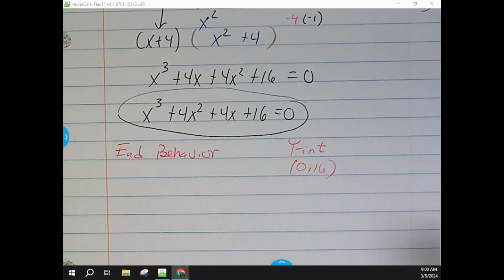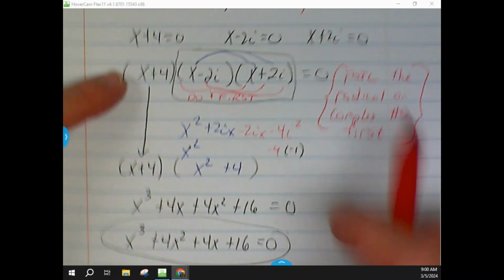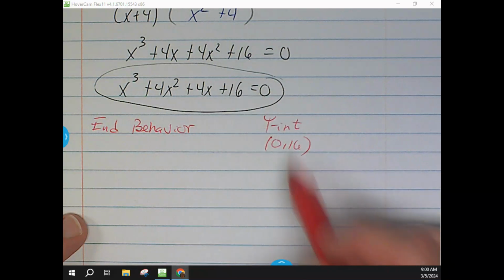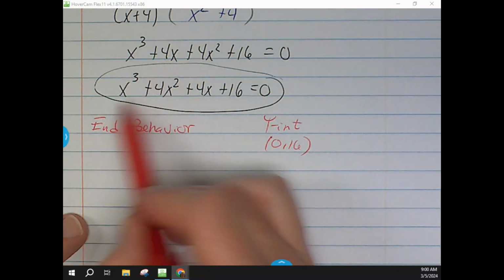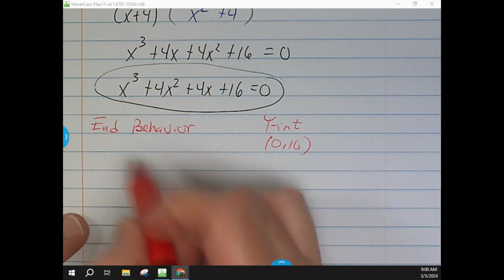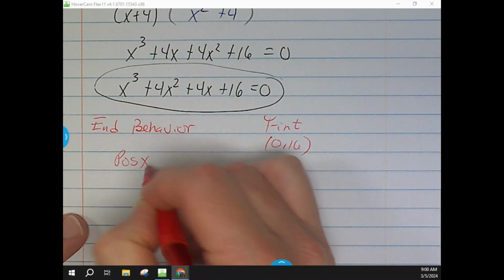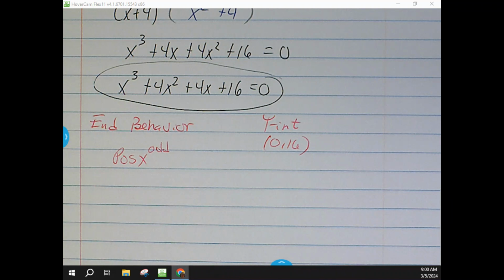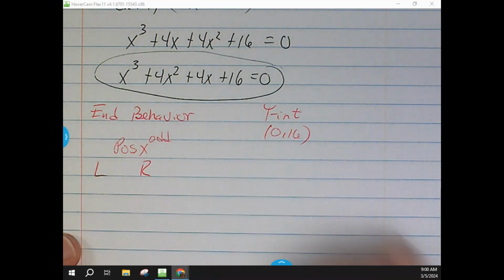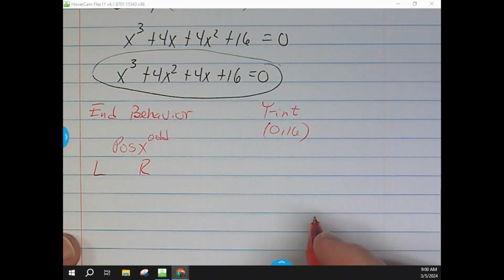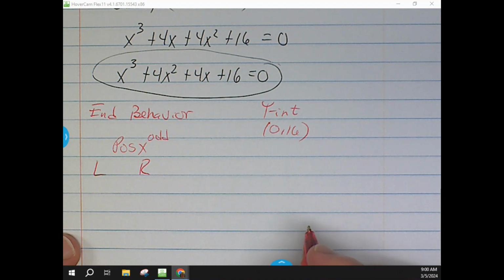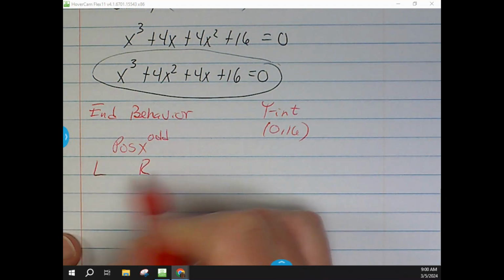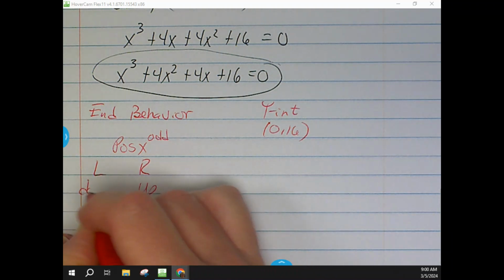So the last number, as long as it's written out where it's not factored, is the y-intercept. If it's in factored form like this, you have to write it all out, multiply it all together to get it to here. That would be our y-intercept. End behavior is based on the first number, correct? So this is a positive x to an odd power. Does anybody remember what your left and right end behavior is going to be if you do that one? It's going to be up and down. So if it's positive, it's like a positive slope. So the right side should be up and the left side should be down.